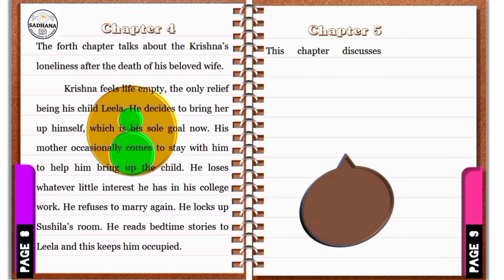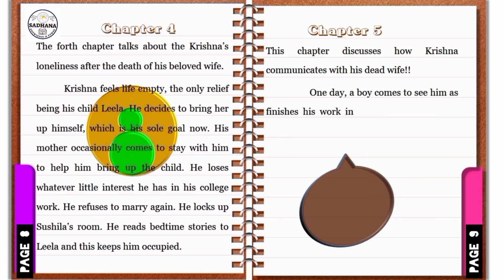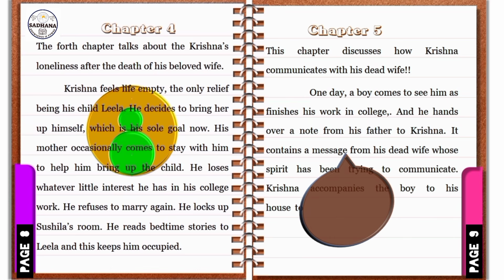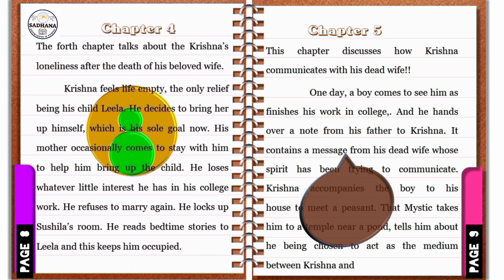Chapter 5. This chapter discusses how Krishna communicates with his dead wife. One day, a boy comes to see him as he finishes his work in college, and hands over a note from his father to Krishna. It contains a message from his dead wife whose spirit has been trying to communicate. Krishna accompanies the boy to his house to meet a peasant. That mystic takes him to a temple near a pond and tells him about his being chosen to act as the medium between Krishna and his wife's spirit.